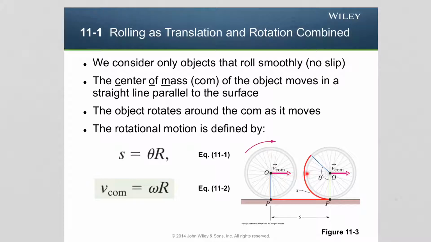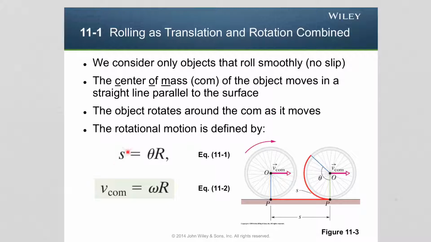with velocity vcom. At the same time, a point P on the circumference of the wheel will rotate through arc with length S as the wheel is moving. And so an angle theta will be subtended between the two positions of that point. So we already know from the previous lecture on rotation the relationship between the length of arc S, the angle theta, and the radius of the wheel.